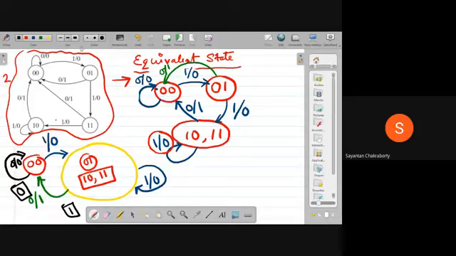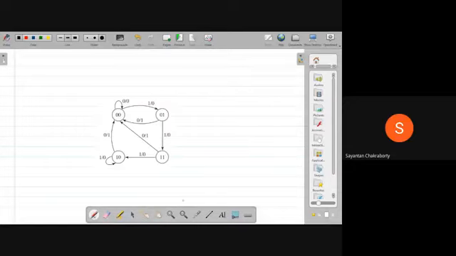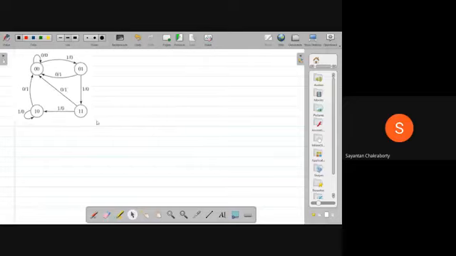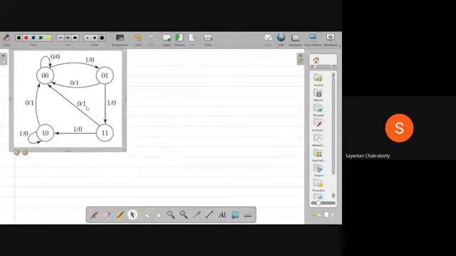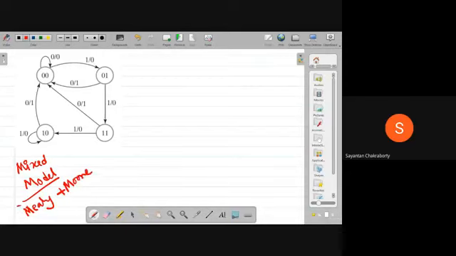The next thing that we should consider is the concept of a mixed model. Why is it called a mixed model? Mixed model means it will have the features of Mealy plus Moore circuit representation in a single state diagram. How?